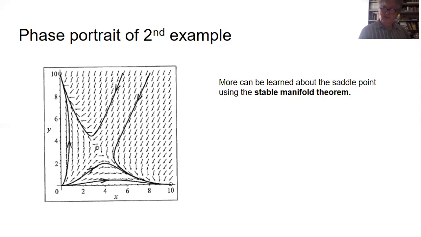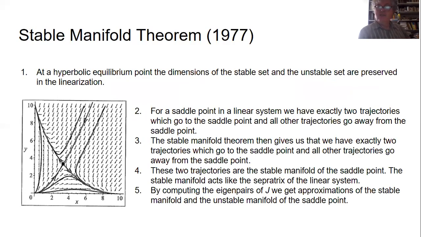That's the stable manifold theorem, and this comes from 1977. Even newer. The stable manifold theorem states that at a hyperbolic equilibrium point, the dimensions of the stable set and the unstable set are preserved in the linearization. So what that means is, at a saddle point in a linear system, we have exactly two trajectories which go to the saddle point, and all other trajectories go away from the saddle point, right?